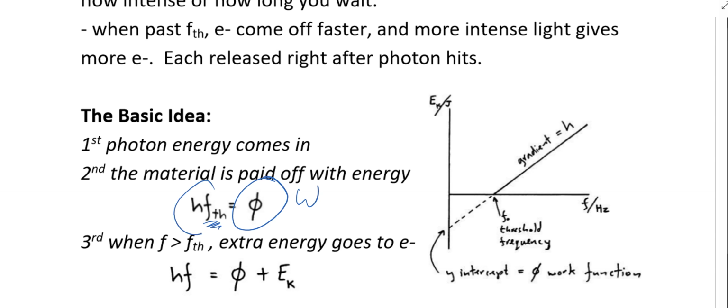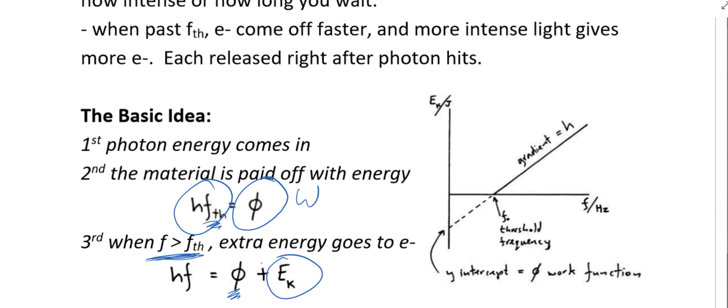So you've got the hf, which is Planck's hypothesis. The energy comes in. The first thing that energy has to do is pay off the work function. You've got to pay off the material. If you don't have a high enough frequency, you don't have enough energy, you can't even pay off the material with the work function, and nothing's going to happen. But once you get past that threshold frequency, you have enough to pay off that work function, plus you can then have some left over. And that leftover energy can then be the kinetic energy of the electron.